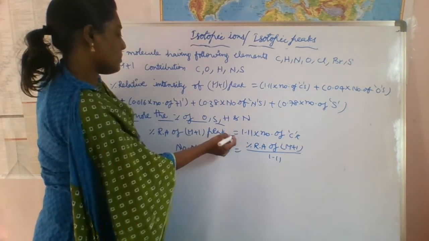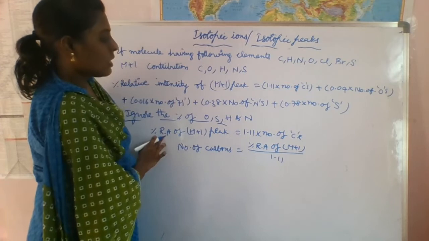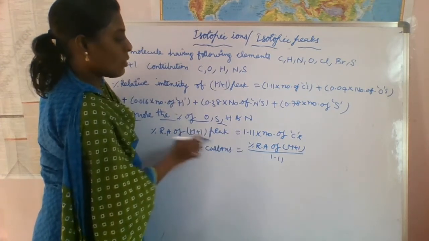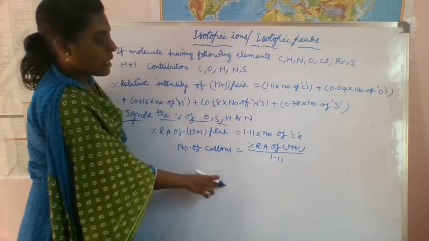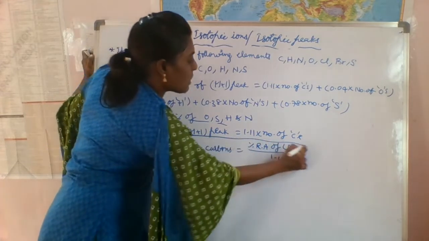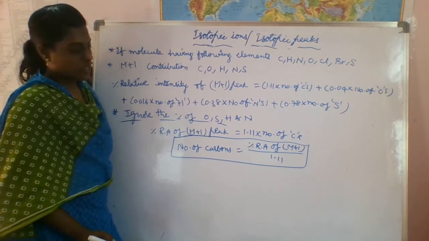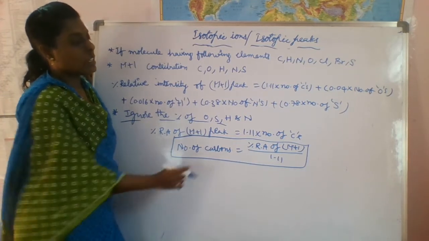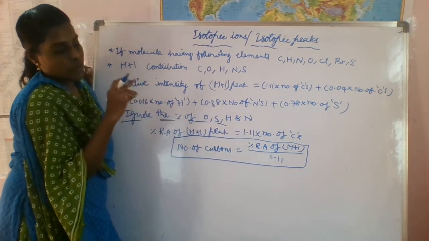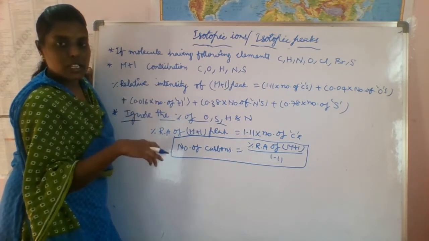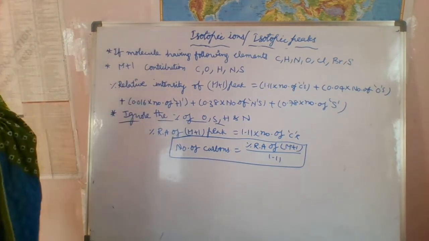So you can determine the number of carbon atoms, right? We have to take this one as a divisor, so it will go in the denominator. So this is the formula to determine the number of carbon atoms: the percentage of relative abundance of the M plus 1 ion peak divided by 1.1. You will get the number of carbon atoms.